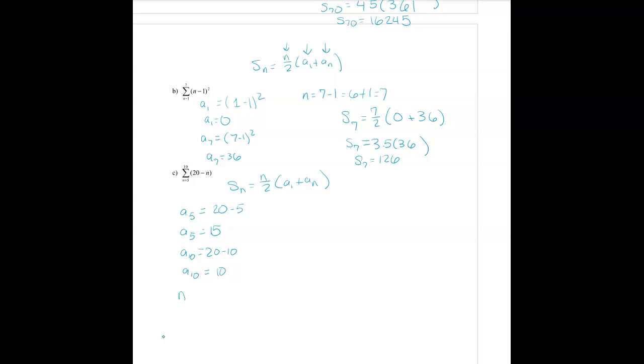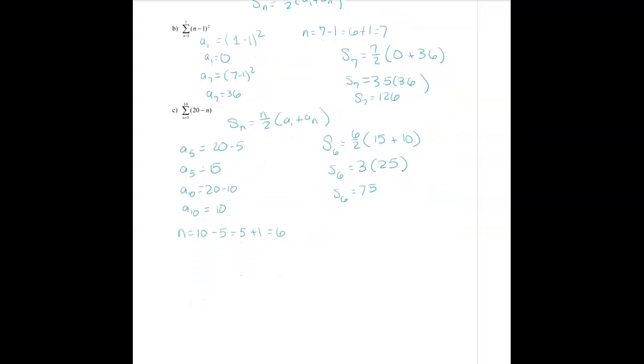To find n, I take my upper limit, which is 10, minus my lower limit, which is 5, so I get 5. And then I add 1, which is 6. Now I've got everything I need to plug it in. The sum of these 6 terms is equal to 6 divided by 2 times a sub 1, which in this case is a sub 5, which is 15, plus a sub n, which is 10. So S sub 6 is equal to 3 times 25, which is 75.